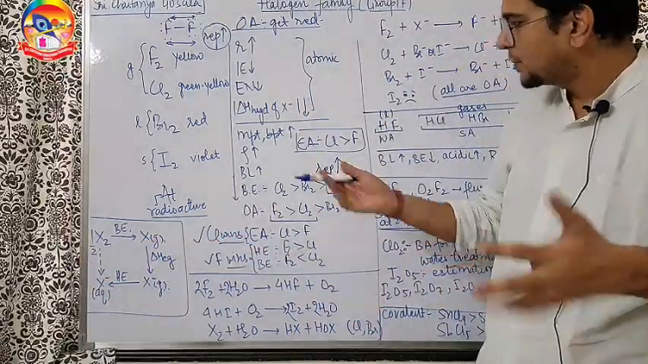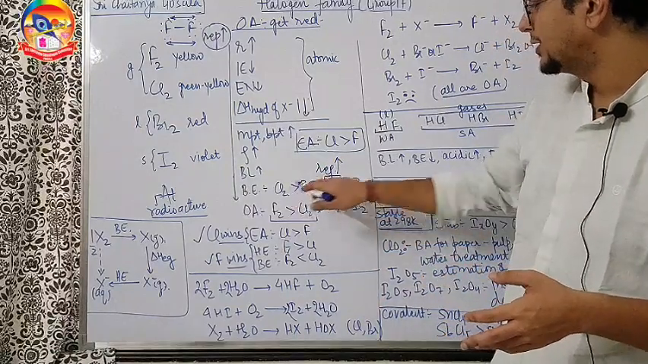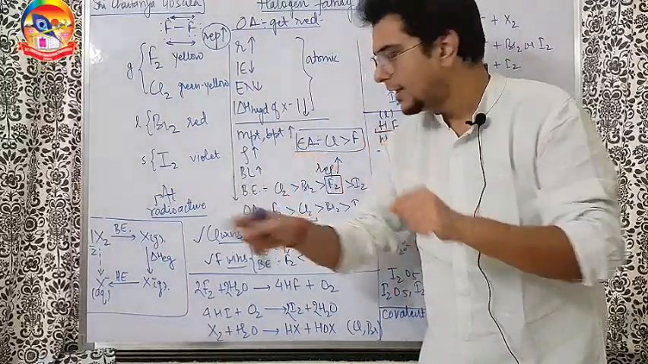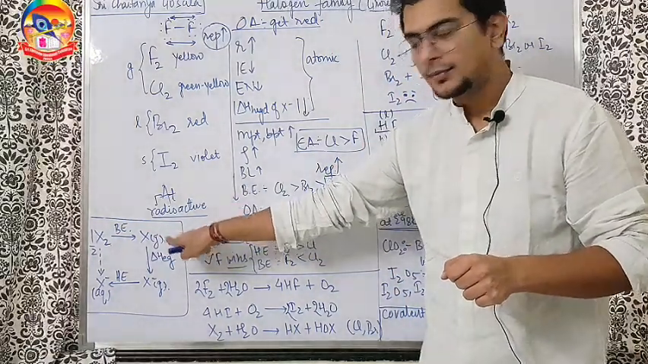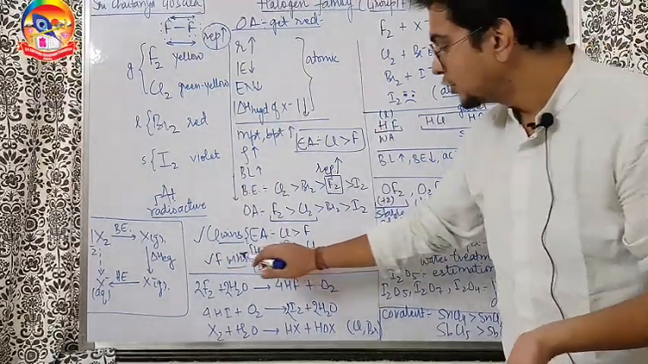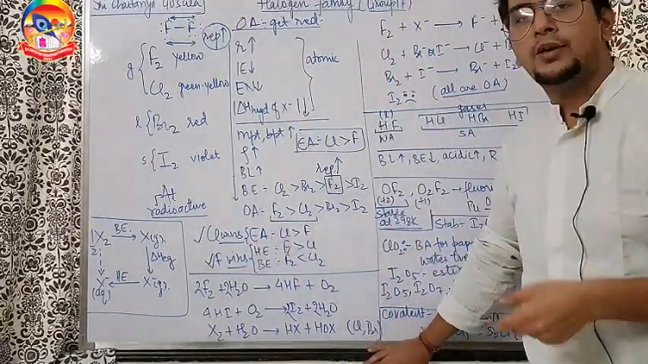Bond enthalpy, whose bond enthalpy is lesser? We know chlorine is more than fluorine. That means it is easy for fluorine to break the bond and go forward in this reaction. Because the bond enthalpy of fluorine is less, it's easy for fluorine to react. So here fluorine wins in 2 games, chlorine wins in only 1.